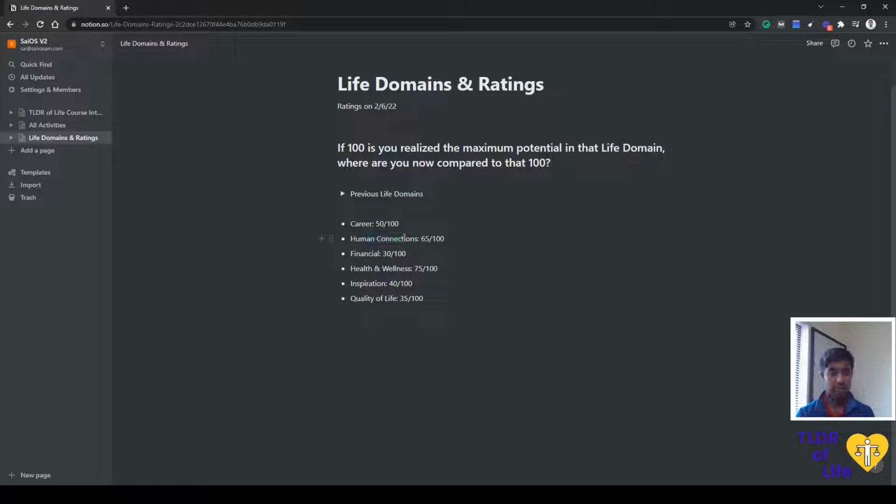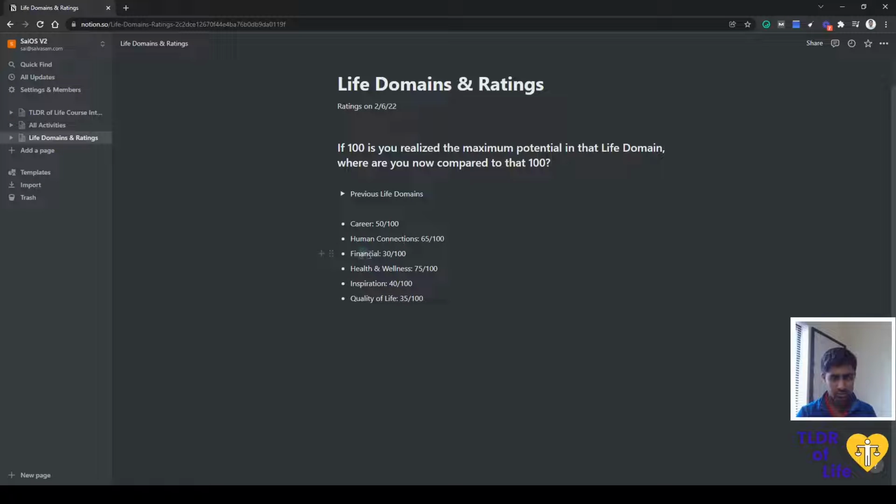Next life domain is human connections. So this is basically any of my relationships with family, friends, a significant other (don't have one), coworkers, etc. Anything that would fall into here. I rated it 65 out of 100. And again, I think I have a lot to improve, but I'm making that progress. I know it's a process, but I'm making those improvements. And right now I'd rate it about a 65.